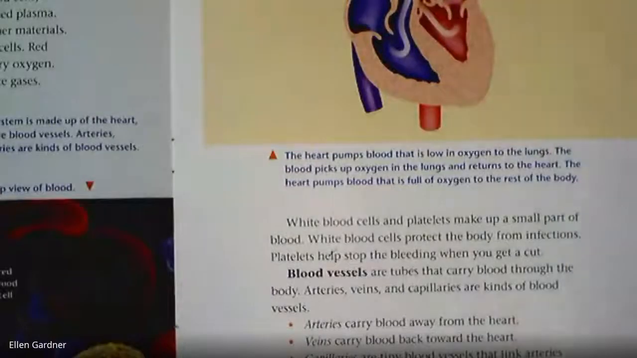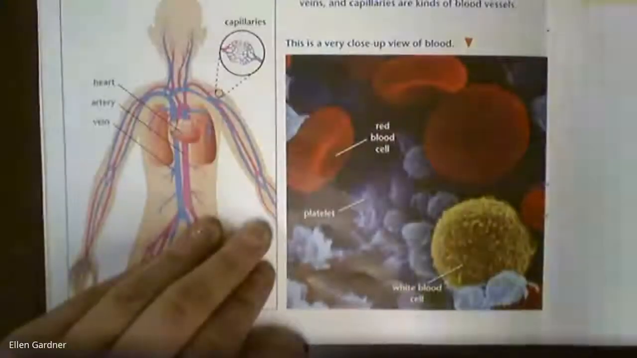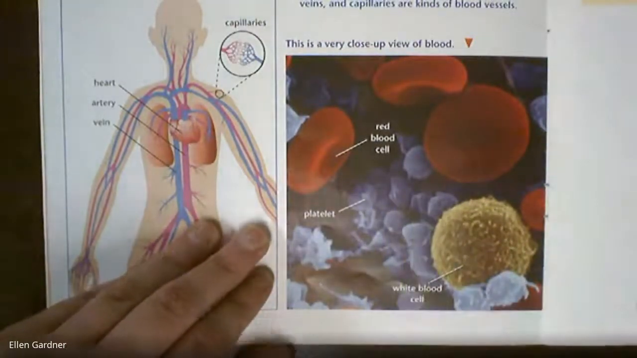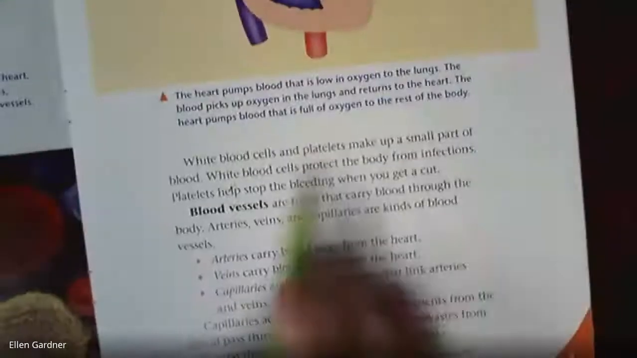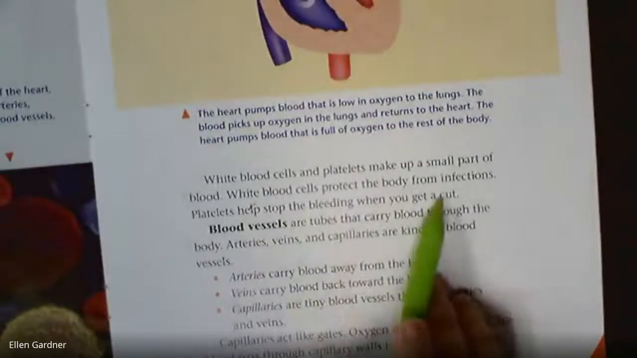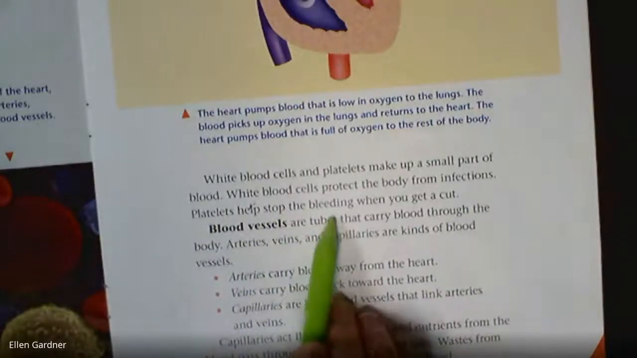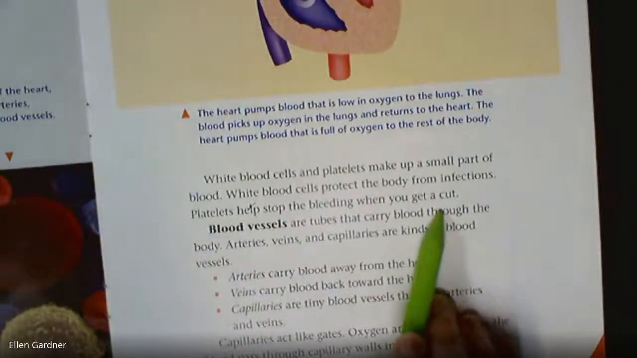Now, white blood cells and platelets make up a small part of blood. Here's the white blood cells, and here's the platelets, these little blue things. White blood cells protect the body from infections. Platelets help stop the bleeding when you get a cut.